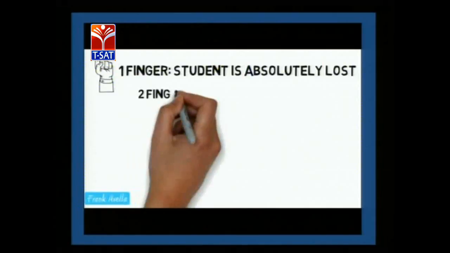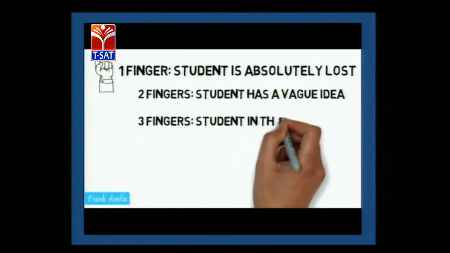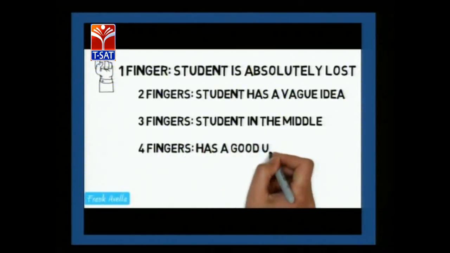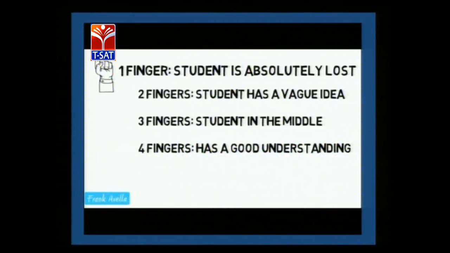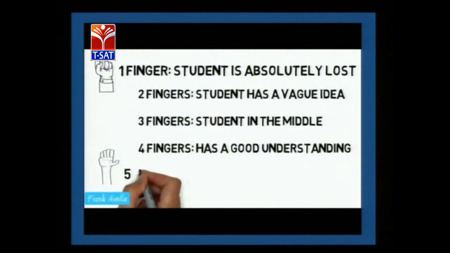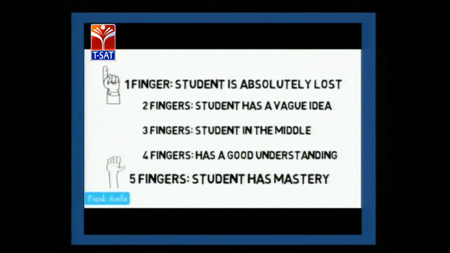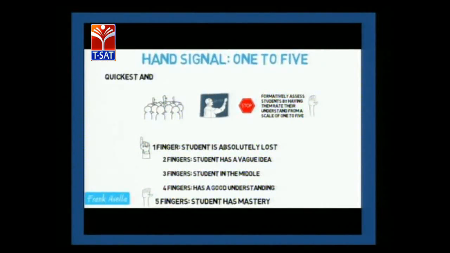2 fingers indicate the student has a vague understanding. 3 fingers indicate the student is in the middle. 4 fingers means the student has a good understanding. And 5 fingers is the highest level of understanding. 5 fingers means the student has mastery. Ultimately, 1 to 5 is the quickest way to assess a large group of students.